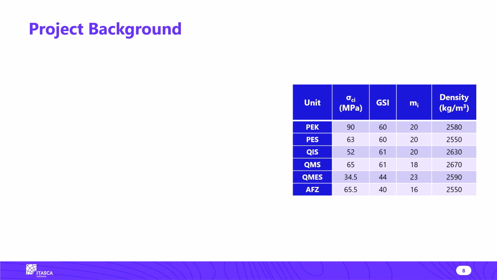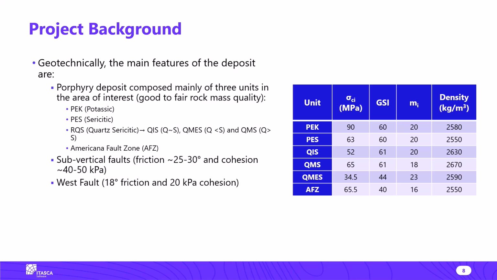Okay, from the geotechnical perspective, this slide is going to summarize all the basic components of the analysis. First of all, it's a porphyry deposit, as you may all know. There are mainly 3 units in the area of interest with good to fair rock mass quality. They are the potassic East porphyry, the sericitic East porphyry, and the quartzitic rock. There's also an area named the Americana Fault Zone, which is quite relevant on the right side of the polygon that we're going to be looking at.